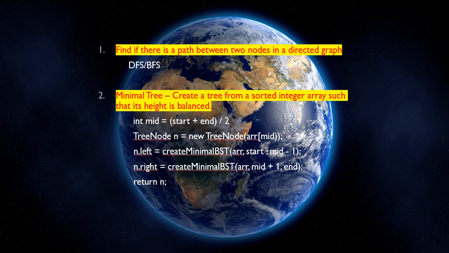One of the easy questions under trees is to find if there is a path between two nodes in a directed graph. And a tree is nothing but an acyclic graph, right? So you will encounter this question in trees as well.